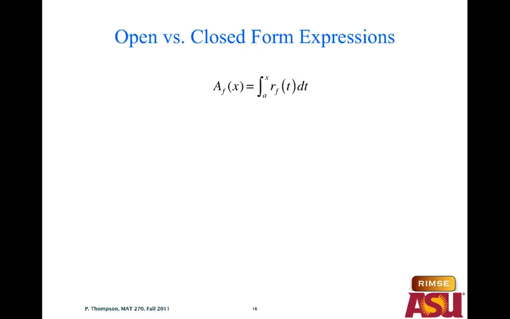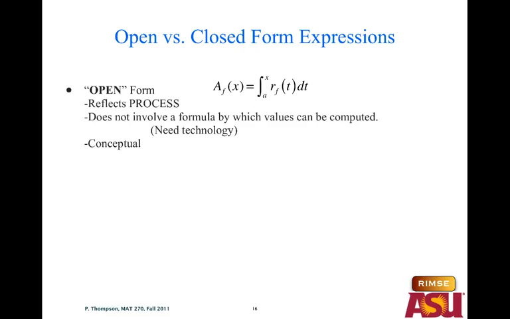Is this an open form expression on the right or closed? We talked about last time, this is the idea of an open form expression. It reflects a process, this process of summing up a gazillion little changes in the quantity. So it doesn't involve a formula by which values can be easily computed. We saw that if we put that into the GC, it has an algorithm to give us the value for a particular x.